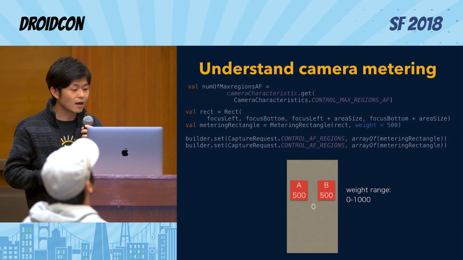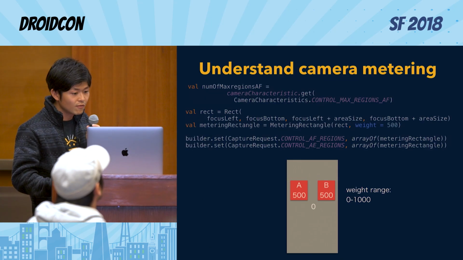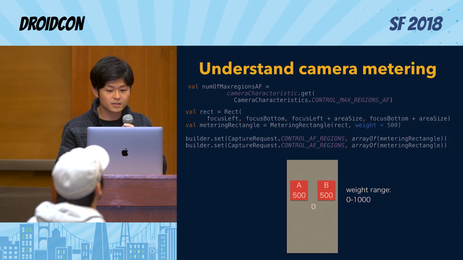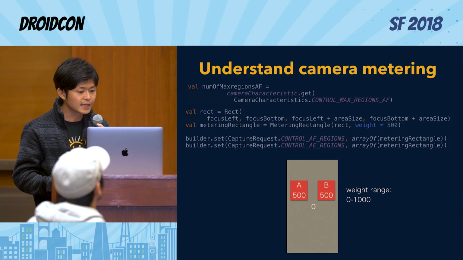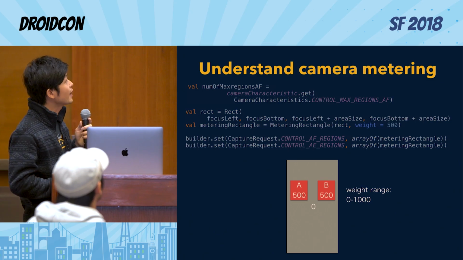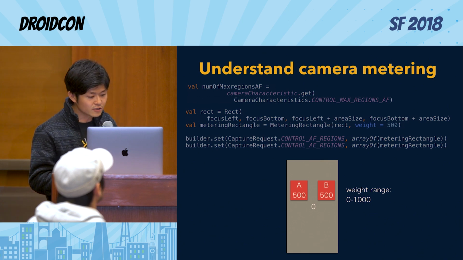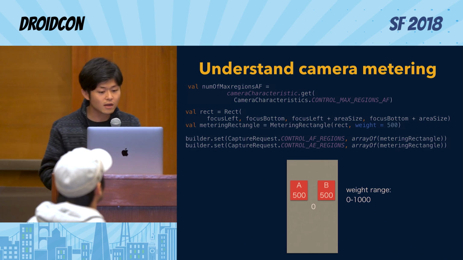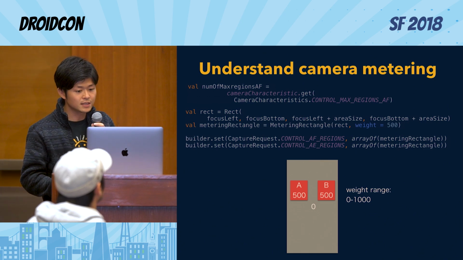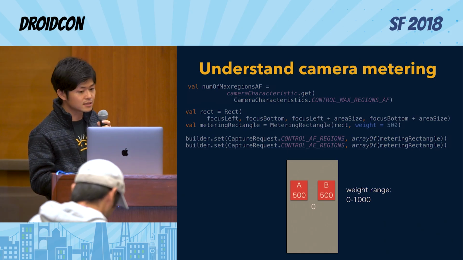Before we go to manual focusing, we need to understand how camera metering works. Camera metering is a process of determining aperture and shutter speed, depending on the light that goes onto the camera sensor. So on Android, we can set up the code for this area focus using control AF regions.